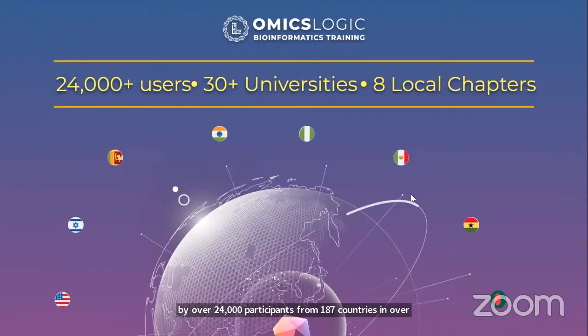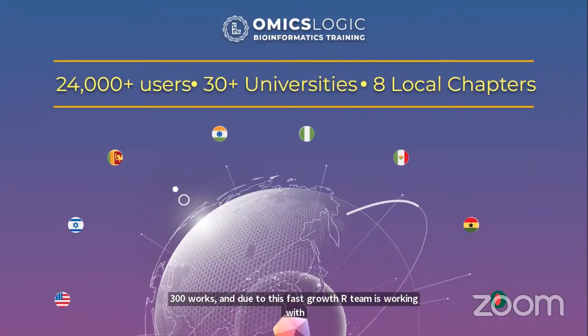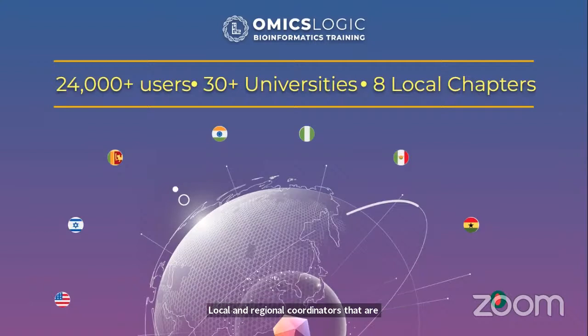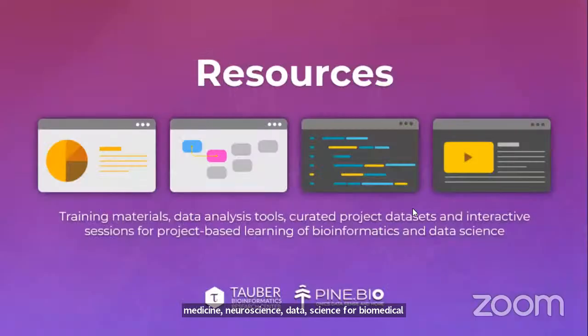And due to this fast growth, our team is working with local and regional coordinators that are helping refine local program logistics and adapting them to the needs of students and researchers around the world. And this training has been completed by participants in 6 different specialization tracks that include oncology, infectious diseases, precision medicine, neuroscience, data science for biomedical data, and comprehensive training on omics data analytics.